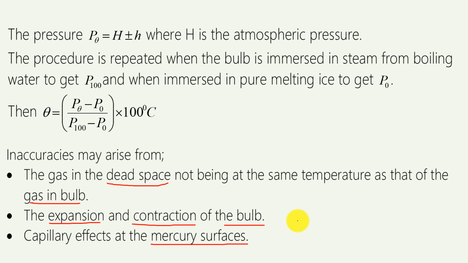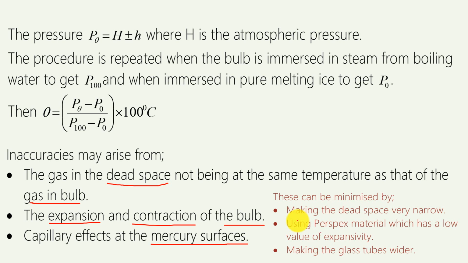These may be the sources of errors that you will end up with in the readings taken using a constant volume gas thermometer. So how do you rectify them? So these errors can be minimized.